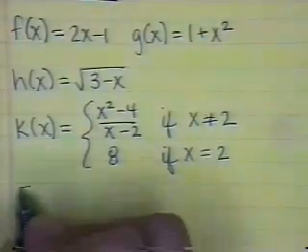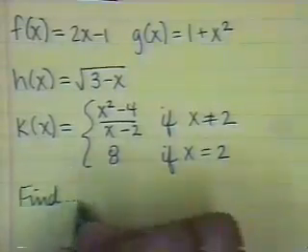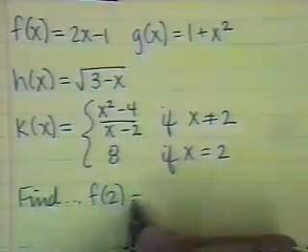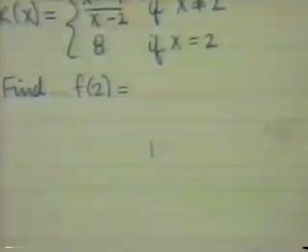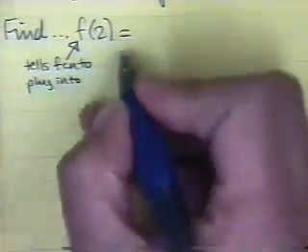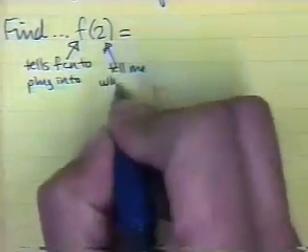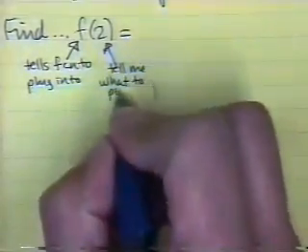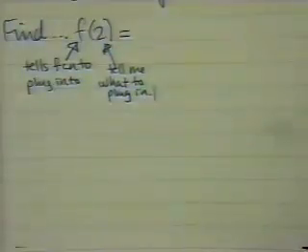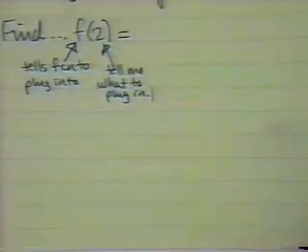Here's the first one we want you to find. Let's find f of 2. If we're asked to find f of 2, remember a couple of things that we mentioned in class. When they ask you to evaluate a function, the name of the function tells me which function to plug into. The number inside the parentheses tells me what to plug in. Once I understand those two things, I'm ready to solve any of these.